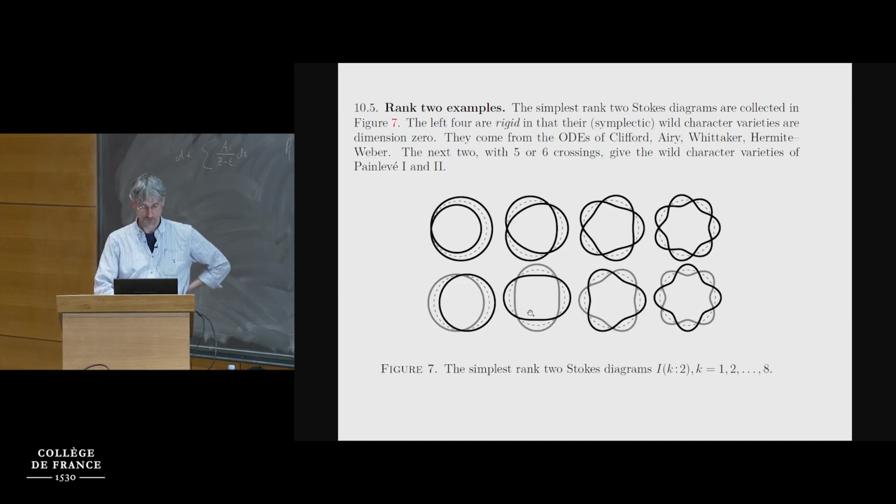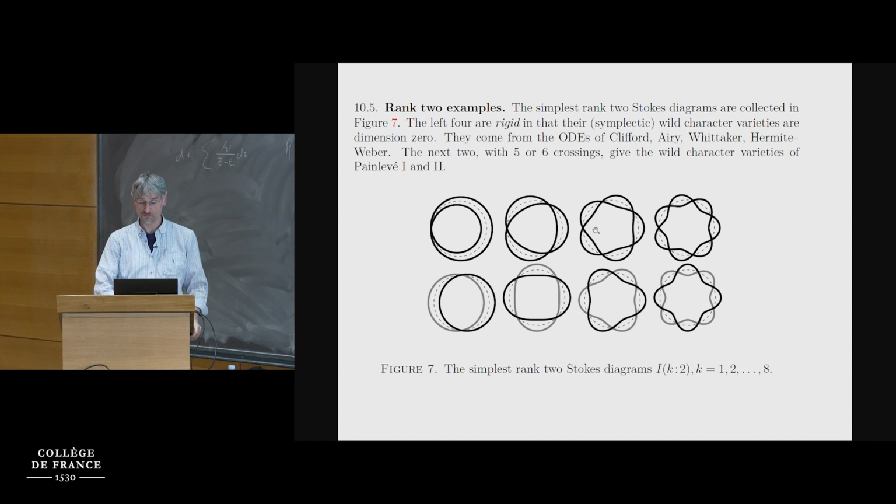It's possible to draw all of the pictures of rank 2 differential equations. The 4 on the left here are rigid, so we know lots about the solutions of those equations. There's the Bessel-Clifford equation, the Airy equation, the Whittaker equation, the Hermite-Weber equation. And then the next two, you get to these ones which are minimally non-rigid. This means the moduli spaces, the symplectic moduli space, have complex dimension 2. So they have these isomonodromy deformations.